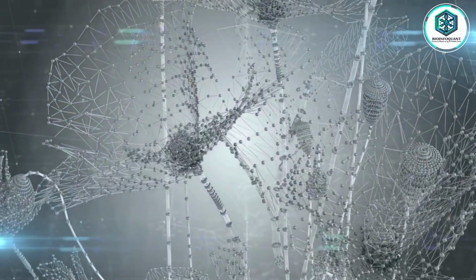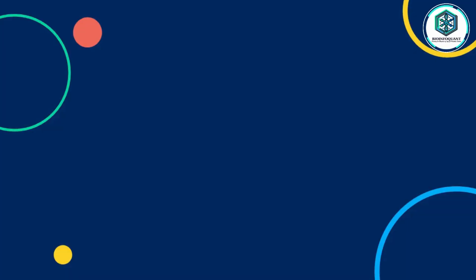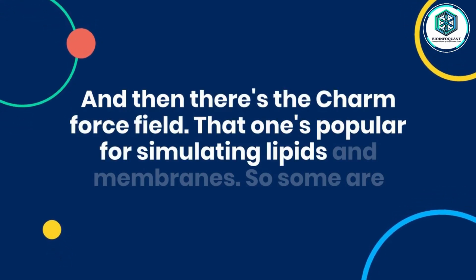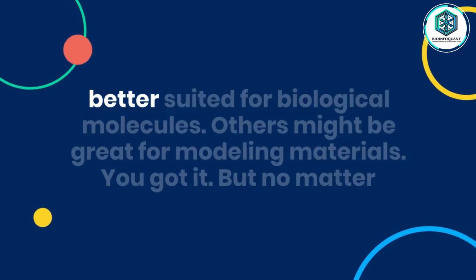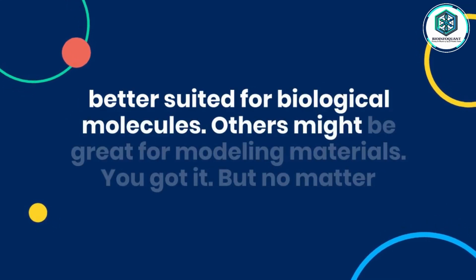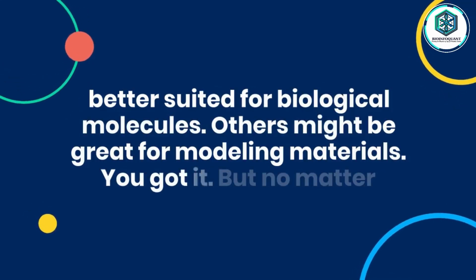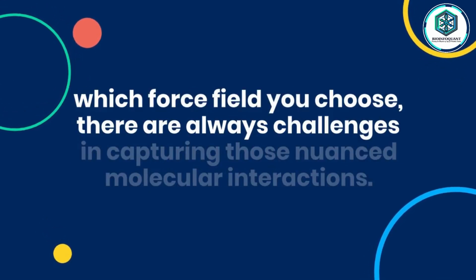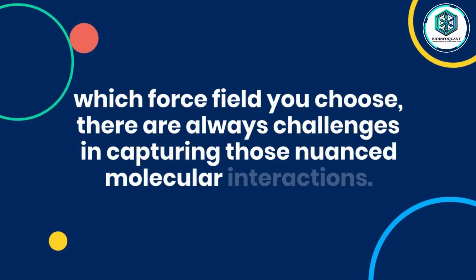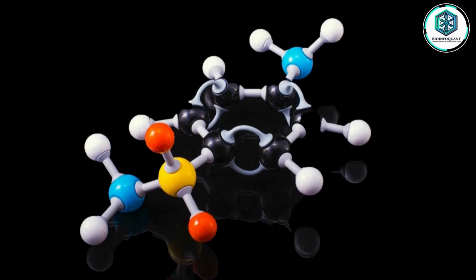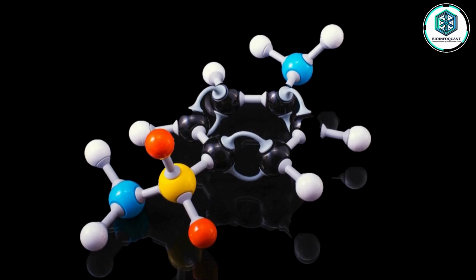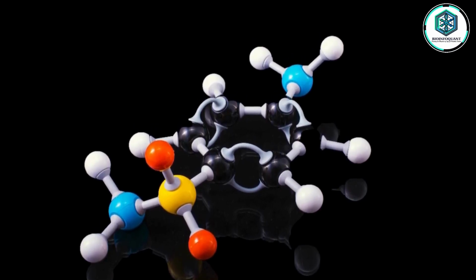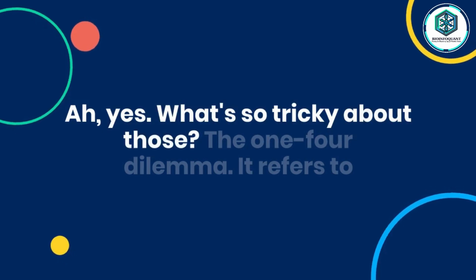So, for example, you have the AMBER force field that's widely used for simulating proteins and nucleic acids. And then there's the CHARMM force field. That one's popular for simulating lipids and membranes. So some are better suited for biological molecules. Others might be great for modeling materials. You got it. But no matter which force field you choose, there are always challenges in capturing those nuanced molecular interactions. Speaking of challenges, I keep seeing this thing called 1-4 non-bonded interactions pop up in these papers.